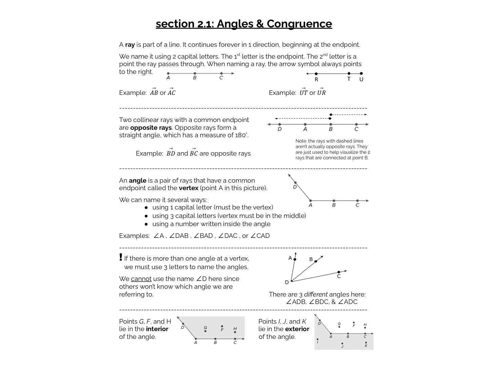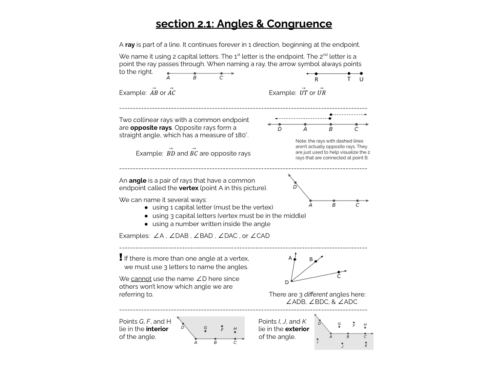An angle is a pair of rays that have a common endpoint that we call the vertex. In this picture, A is the vertex. And we can name angles several different ways. One way is just by using one capital letter, and that must be the angle's vertex. So in this case, we call that angle A. Another way is to use three capital letters where the vertex is in the middle. So we could call this angle DAB or DAC, or we could call this angle BAD or CAD. Okay, so A is always in the middle.